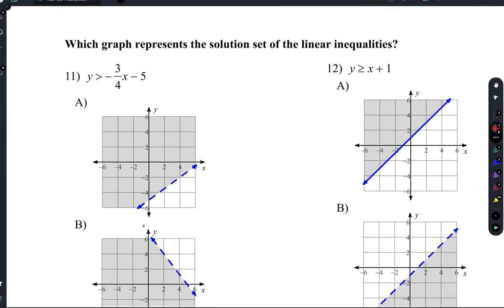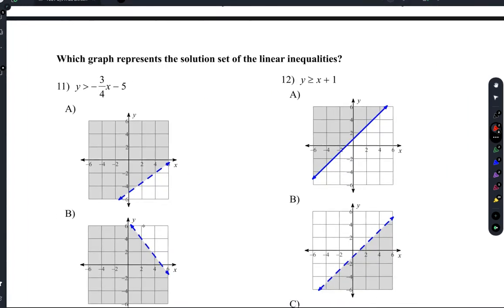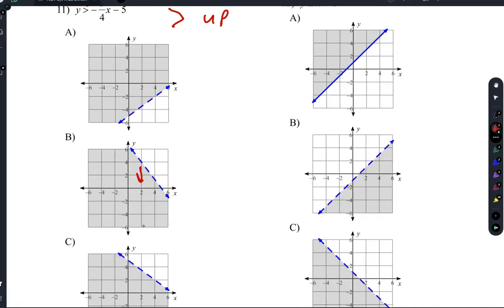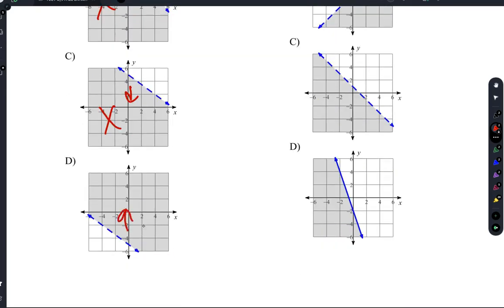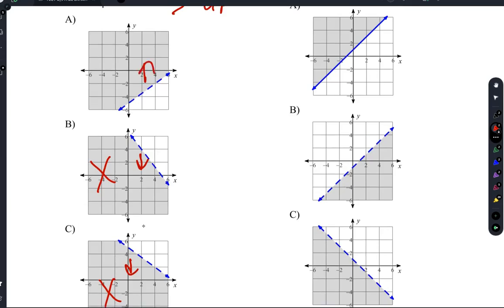Go to number 11, okay? So on number 11, I know my y-intercept's at -3. Well, let's do this first. Let's look at this. I need a dashed line, and greater than is up. So it needs to be dashed, shaded up. This is dashed, but it's shaded down, it's wrong. This is dashed, it's shaded down, it's wrong. And this is dashed, shaded up, and this is dashed, shaded up.